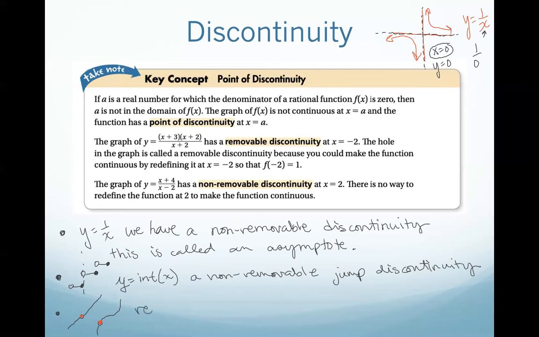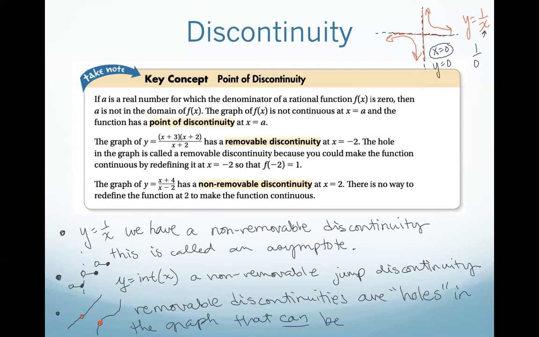So removable discontinuities are a hole or holes in the graph that can be canceled. And the way we cancel those out is if you look up at the notes box, we can have a factor in the numerator and denominator that reduce.